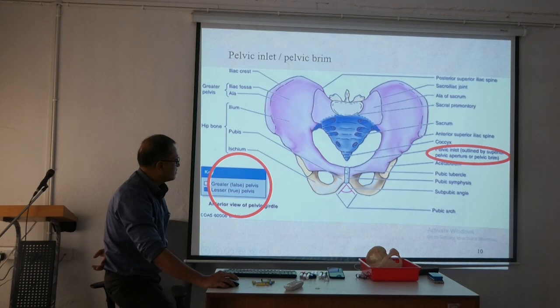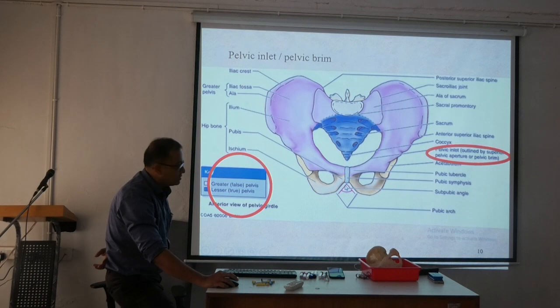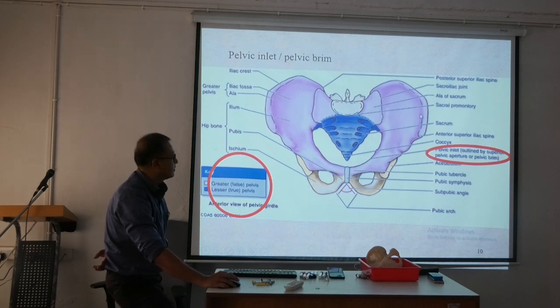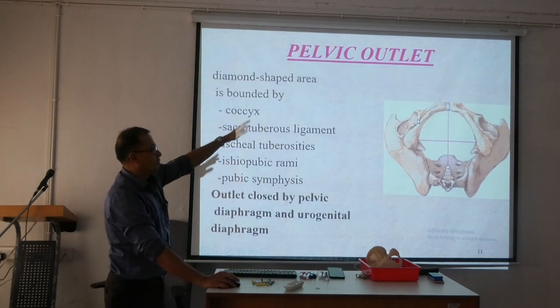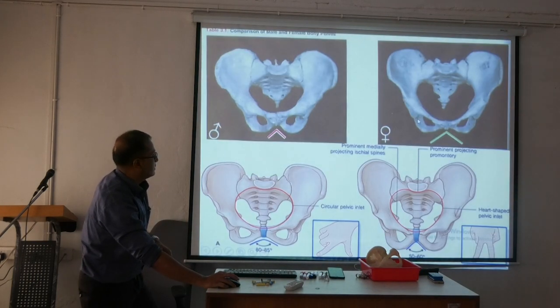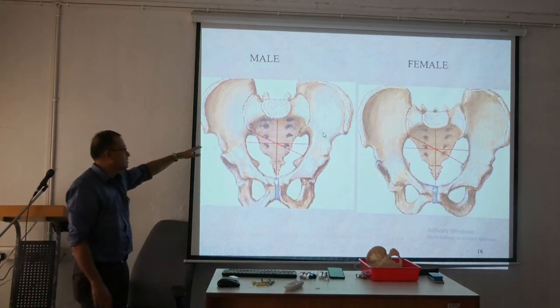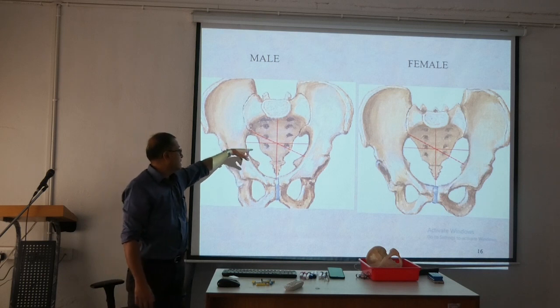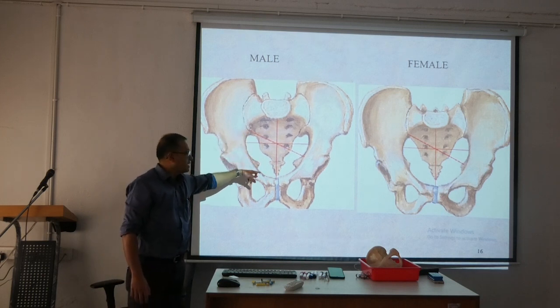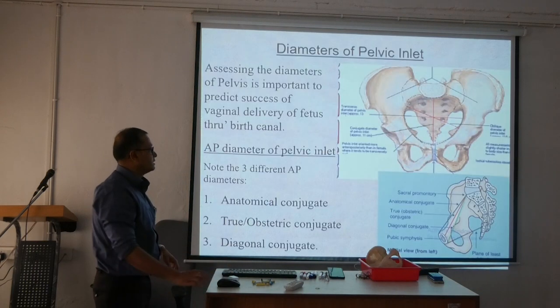The anteroposterior diameters you can measure from the top side of the symphysis pubis, or the bottom side of the symphysis pubis, or the back middle point of the symphysis pubis, to the midpoint of the sacral promontory. This measurement matters to us. So different lines denote the different measurements: the oblique line, the transverse line, and the anteroposterior line. The anteroposterior line is the point of concern for us.